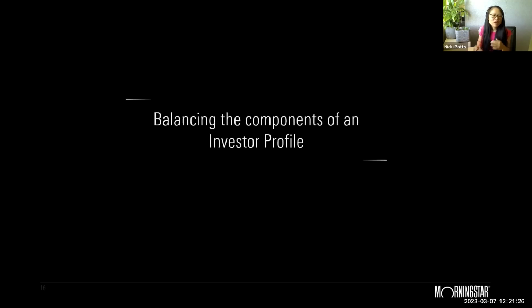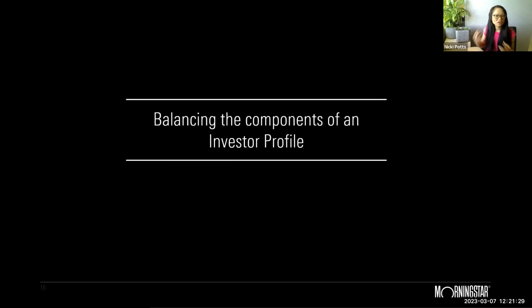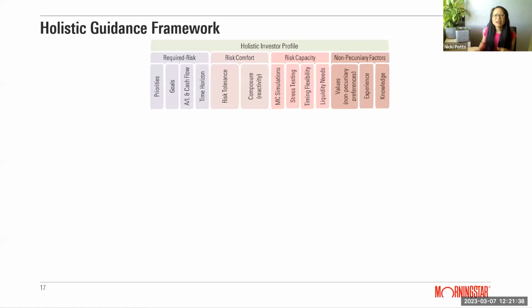Thanks, Ryan. Okay, so Ryan went through the various components of the framework earlier. What I'm going to do is run into a deeper dive of how to balance those components in the framework. So the holistic guidance framework starts with the investor's profile factors along the y-axis there. These are the factors that an investor must balance and trade off against. So we have required risk, comfort, capacity, and non-pecuniary preferences.